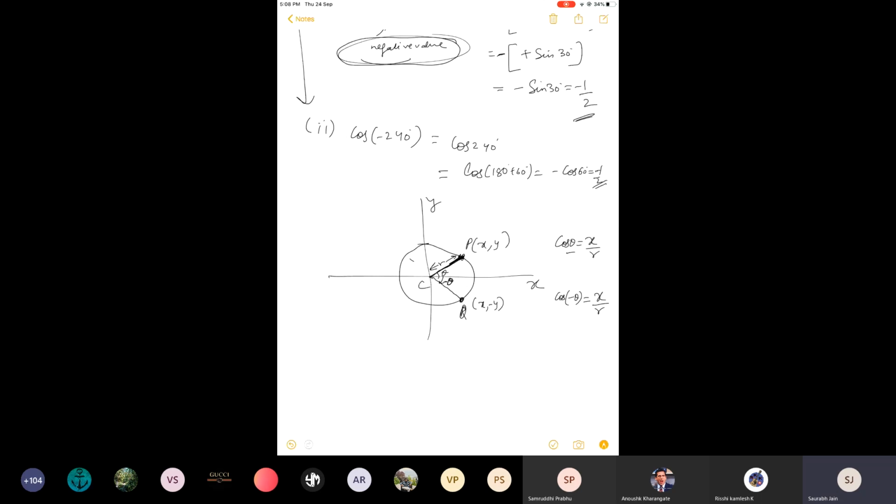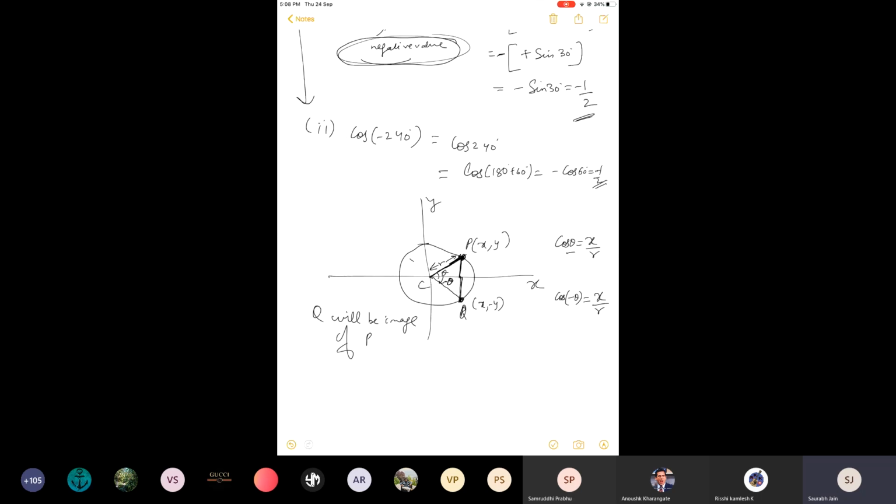This will happen only when Q is the image of P, because they are making the same type of angles with the center. So Q will be the image of P. Now this point is in the first quadrant. Image means exactly below at the same distance, just like P is at this distance, then Q will be present exactly at the same distance below the x-axis.